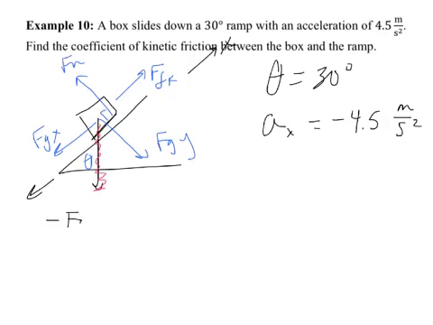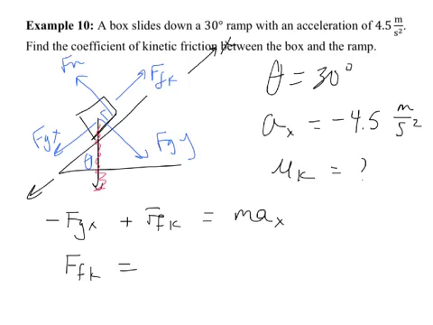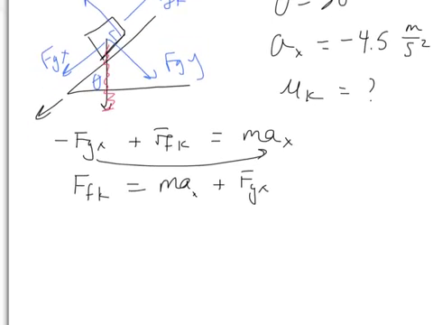We've got negative FGx plus Ffk equals max. We're trying to find mu k, so it means we're probably isolating Ffk. So let's move FGx over. We get Ffk equals max, whoops, that needs to be a little x for subscript, plus FGx. So I'm again moving this over here by adding it. Let's plug in what we know.